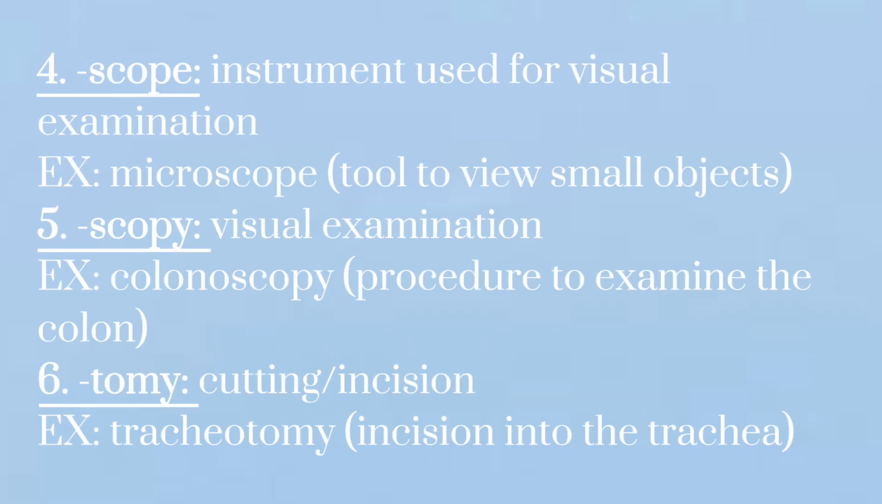4. Scope, an instrument used for visual examination. An example is a microscope, which is a tool to view small objects. 5. Scopy, which is the visual examination of something. An example is a colonoscopy, which is a procedure to examine the colon. 6. Tomy, which is the cutting or incision of something. An example is a tracheotomy, which is an incision into the trachea.